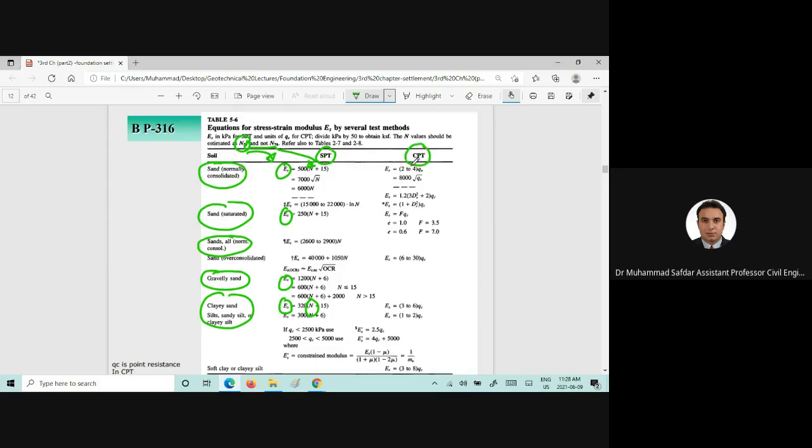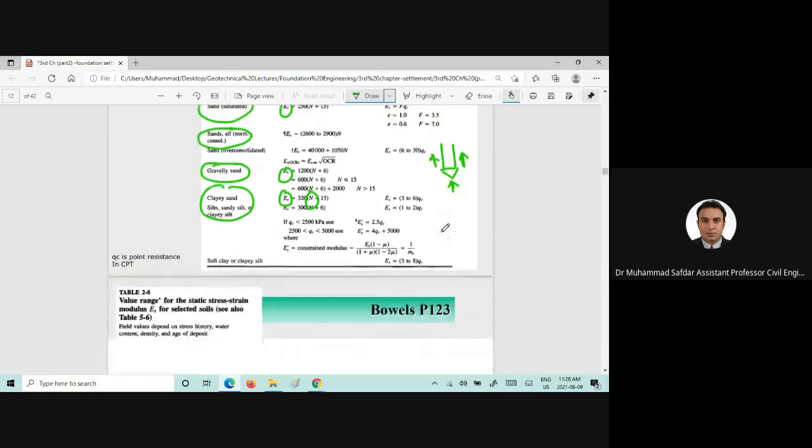We can also estimate the modulus of elasticity if we are given the cone tip resistance, which is QC, and sleeve friction. But if you have the tip resistance from the cone penetration test, we can also use any of these correlations depending upon the type of the soil which we classify during the grain size distribution.